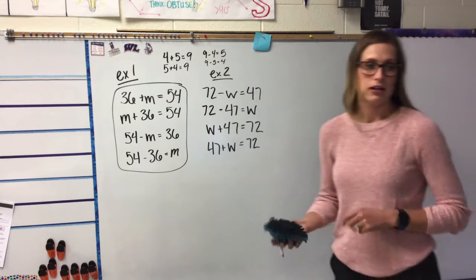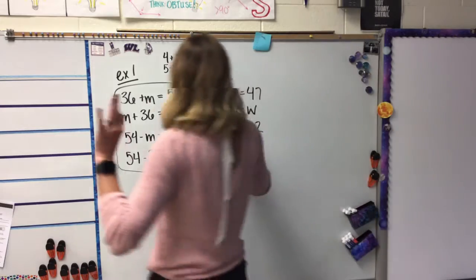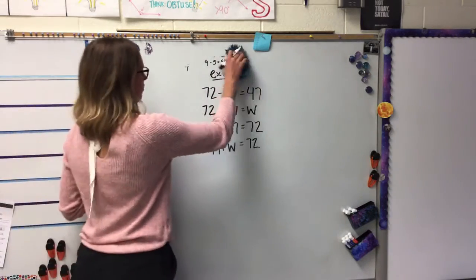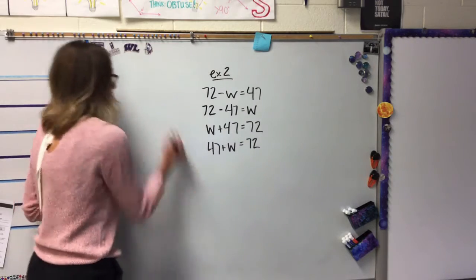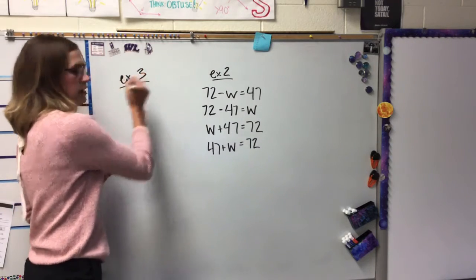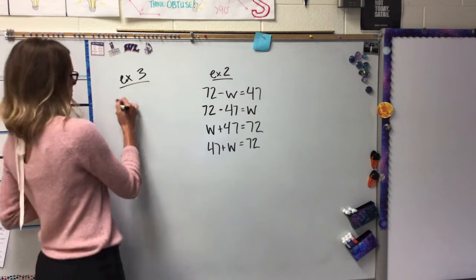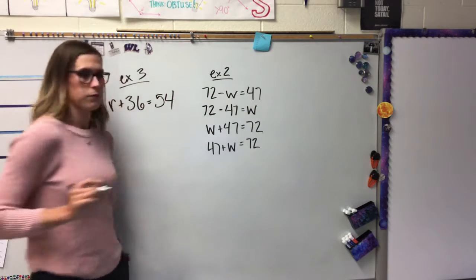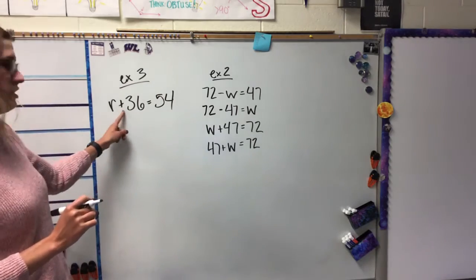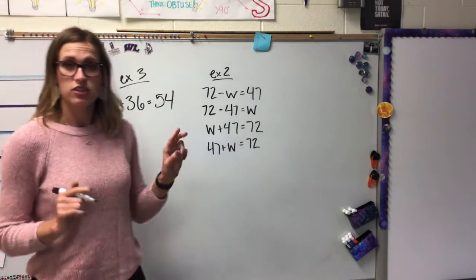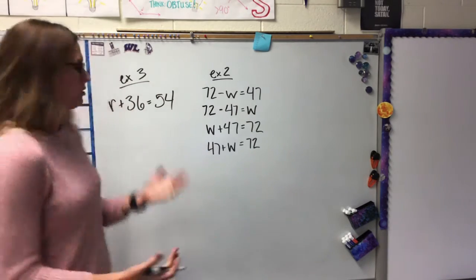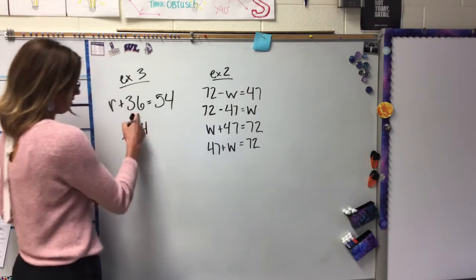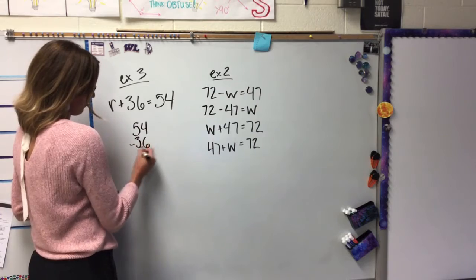Now let's go ahead on to example 3. Example 3, we need to solve for a missing addend. It says R plus 36 equals 54. Well, I've got a missing number in an addition sentence. To find the answer, I'm always going to subtract. So start with 54, subtract 36, and we'll get R.